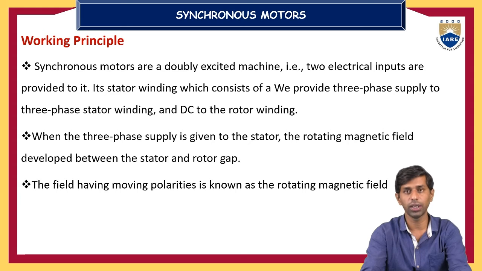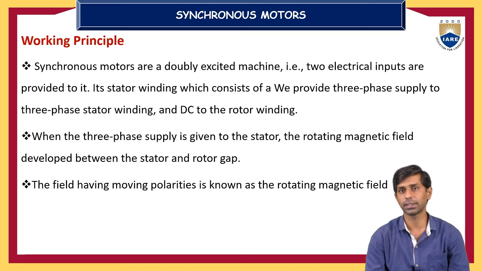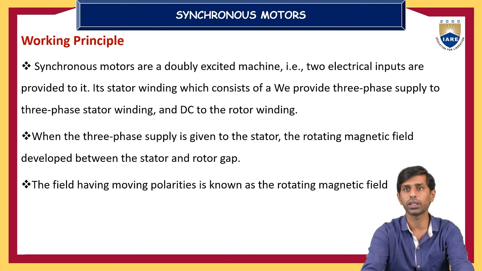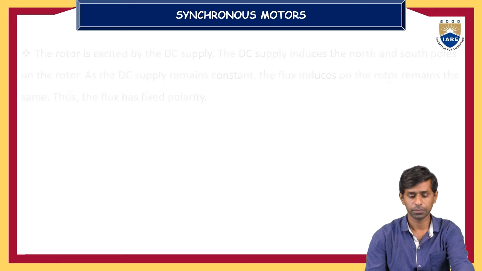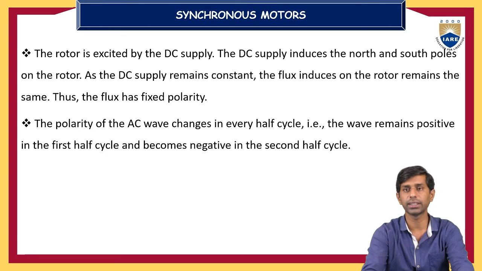That rotating magnetic field will be available in the air gap. The air gap is nothing but the distance or space between the stator and the rotor. So when you excite the stator winding with a three-phase AC supply, it produces a rotating magnetic field. Similarly, the rotor is excited by a DC supply. When you excite the stator with the three-phase AC supply, it produces a rotating magnetic field, right?